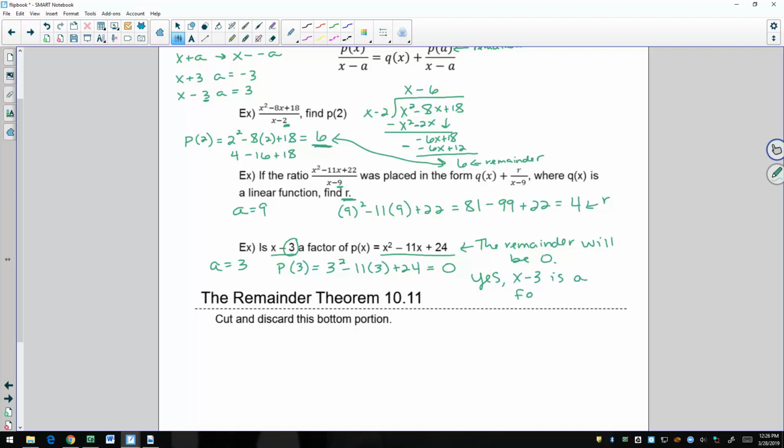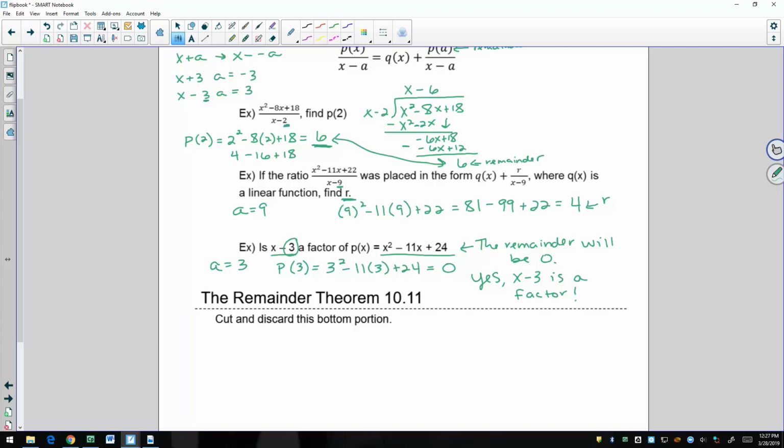If you plug in your a and you don't get 0, then you would say, no, it is not a factor. Or you could divide x minus 3 into x squared minus 11x plus 24 and see what the remainder is that way as well. If it is 0, you say, yes, it is a factor. If it is not 0, it is not a factor.